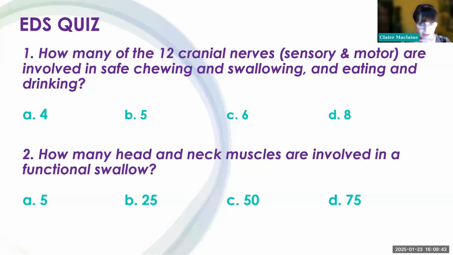So a quick quiz. Kate has told me that the chat is enabled, so you'll be able to put your answers in. There's 12 cranial nerves that are sensory and motor. How many of those are involved in safe chewing and swallowing and eating and drinking? Is it 4, 5, 6, or 8? Would you be able to put what you think the answer is in the chat? Put 1 and then your answer, A, B, C, or D, or 4, 5, 6, or 8. Okay, can you see anything coming in?